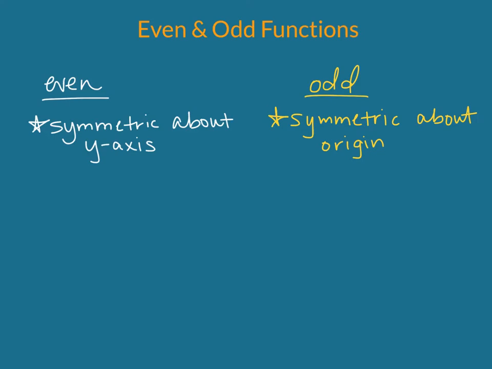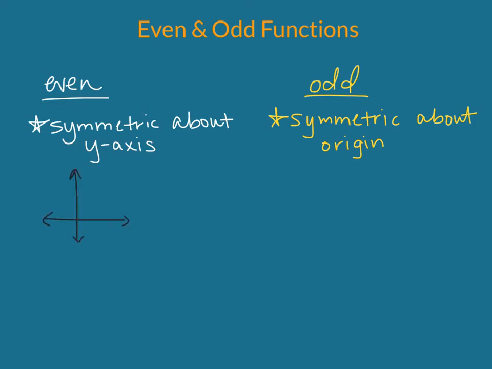Here we will talk about the difference between even and odd functions and how to determine whether a function is even or odd. Even functions visually are symmetric about the y-axis, while odd functions visually are symmetric about the origin. It is harder to see something being symmetric about the origin, but I will show a few examples visually.